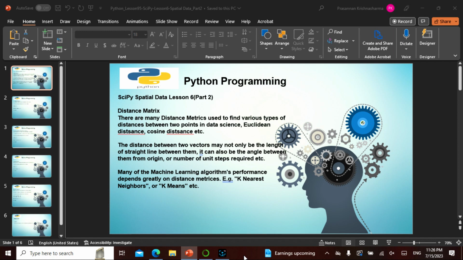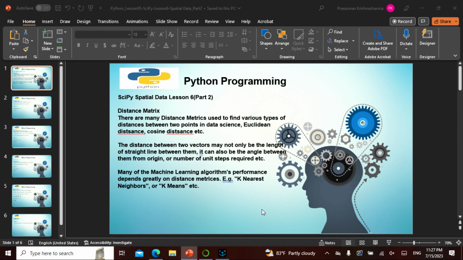So what is a distance matrix? There are many distance metrics used to find various types of distances between 2 points. So this is point 1 and this is point 2. If you want to find the distance, this is called the distance. It can be a Euclidean distance, cosine distance, etc. The distance between two vectors may not only be the length of the straight line between them; it can also be the angle between them and the number of unit steps required.